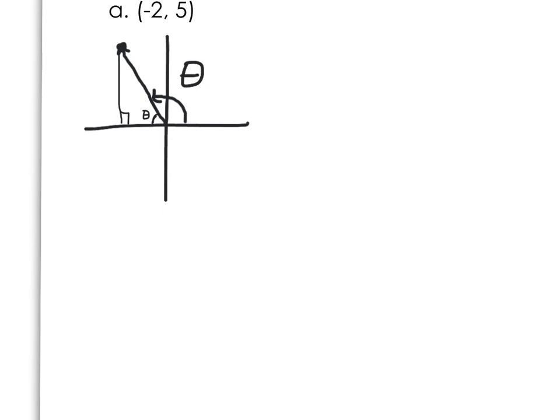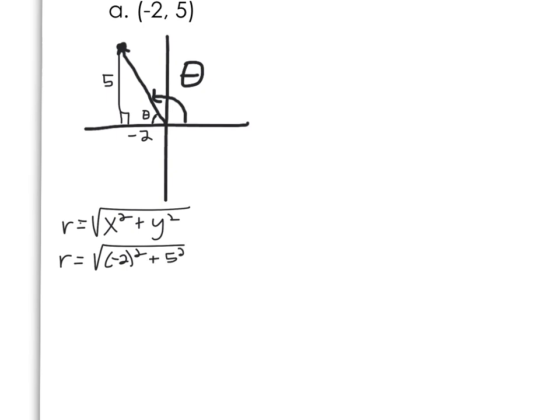And I know that we went -2 to the left. I'm going to mark 2 as my length, but negative as my direction. And then we counted up 5 to get to that point. From here, we just need to figure out the r value. And remember, up above it says r equals the square root of x squared plus y squared. Ultimately, it's the Pythagorean theorem. If we plug in, r equals, x is -2, and it's important to note that we're going to square that. And y is 5, so that's 5 squared.